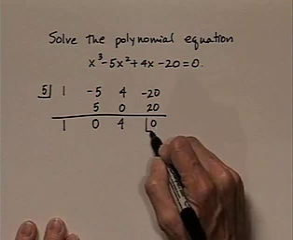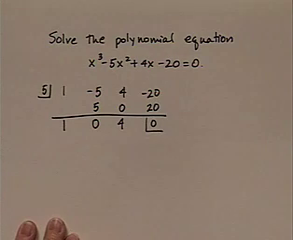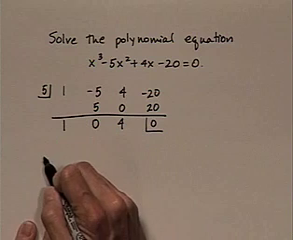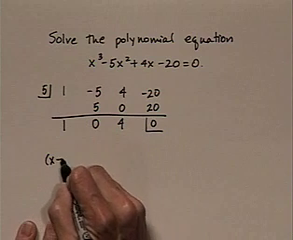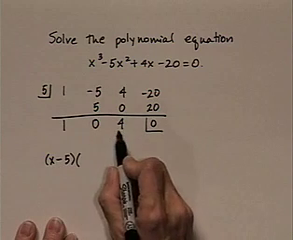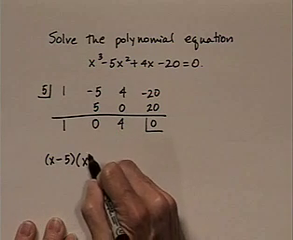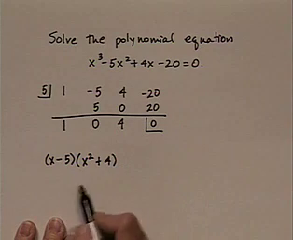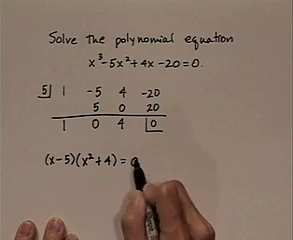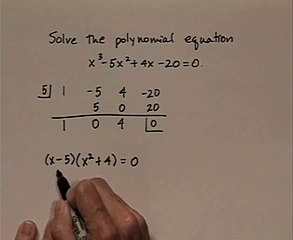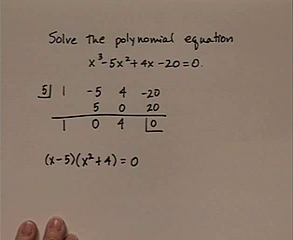Remember that this number is the remainder. And what I've determined so far about this polynomial is that it can be written x minus 5 times this quotient, which written as a polynomial is x squared plus 4. So in a sense, I've factored my polynomial equation to this point. I know the solution that comes from the factor x minus 5.